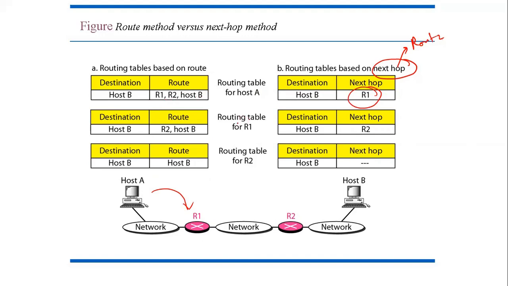Now what about the routing table for R1? For destination B, it will have only the next hop. So from R1, it knows it has to go to R2. And what about the routing table for R2? The destination is host B, and directly it will reach the destination. So it does not have any next hop. So this is the route method versus the next hop method.